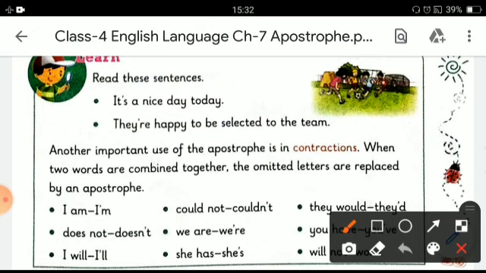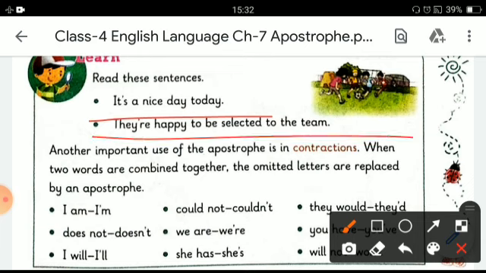Now read these sentences. It's a nice day today. Second one is, they are happy to be selected to the team. Another important use of apostrophe is in contractions. When two words are combined together, the omitted letters are replaced by an apostrophe. This is called a contraction.